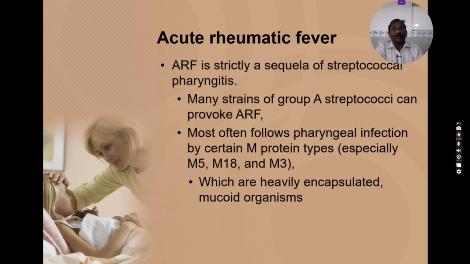Acute rheumatic fever. So it is strictly a sequel of streptococcal pharyngitis. Many strains of group A streptococci can provoke acute rheumatic fever. It follows the pharyngeal infection by certain M protein types, especially M5, M18 and M3. So you have to remember these because in the exams you will have the rheumatic heart diseases. Okay. So acute rheumatic fever: M protein types M5, M18 and M3, which are heavily encapsulated, mucoid organisms.